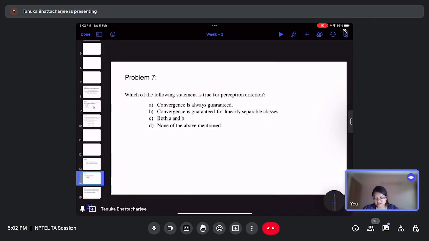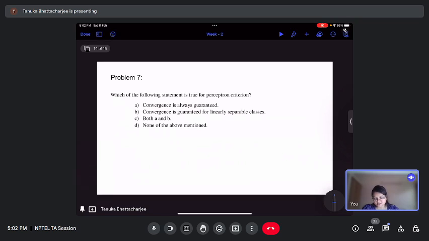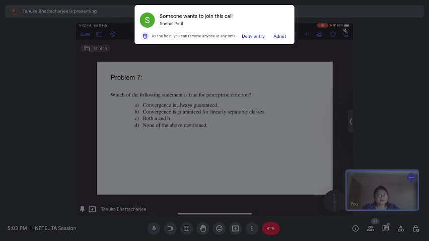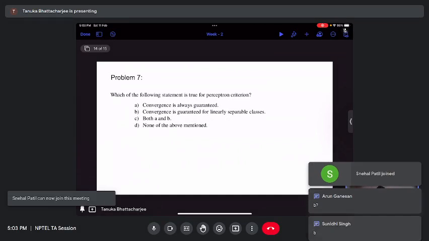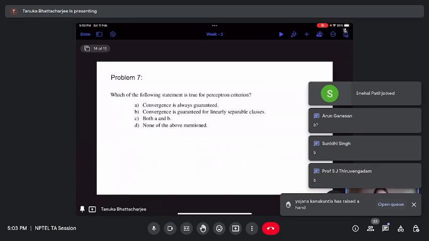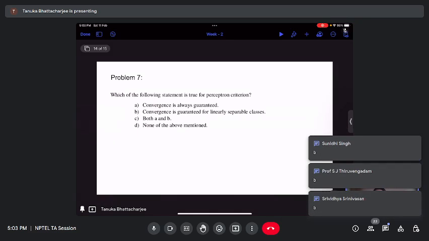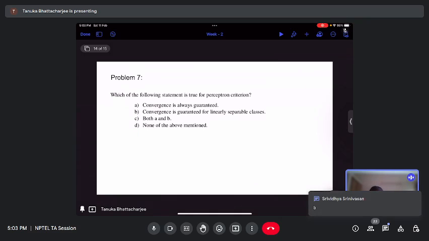Now, given this, can anyone answer this? Which of the following statements is true for perceptron criteria? A: convergence will always be guaranteed, B: convergence will be guaranteed for linearly separable classes, C: both A and B, D: none of the above. Arun is saying B, Sunidhi, everyone is saying B. Yes, B is the correct answer. Convergence is guaranteed for linearly separable classes in case of perceptron criteria.